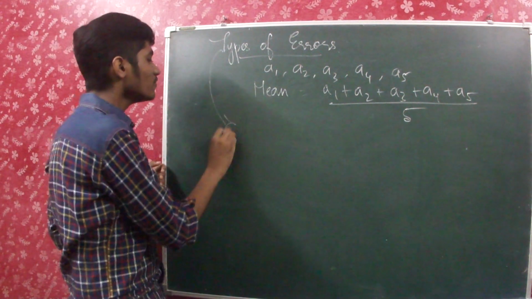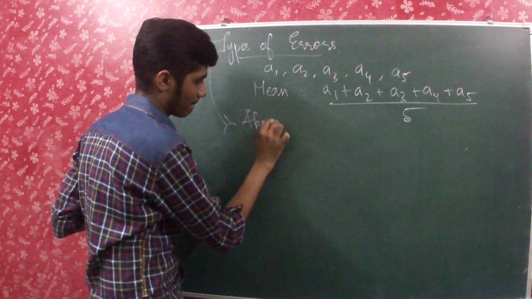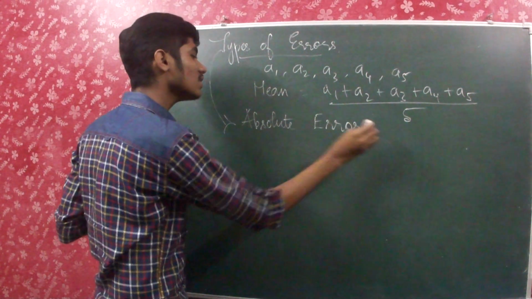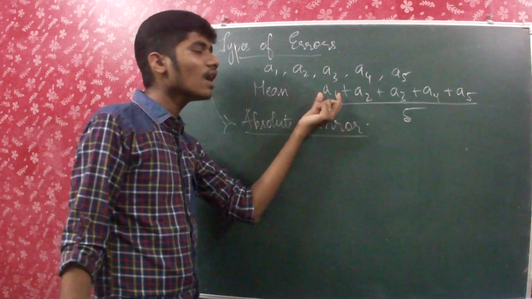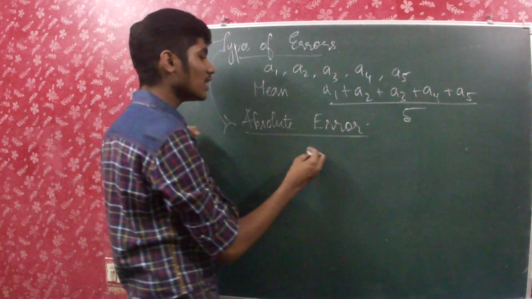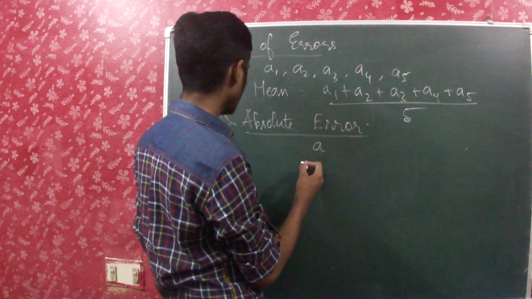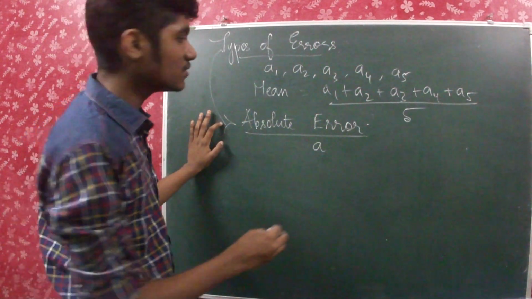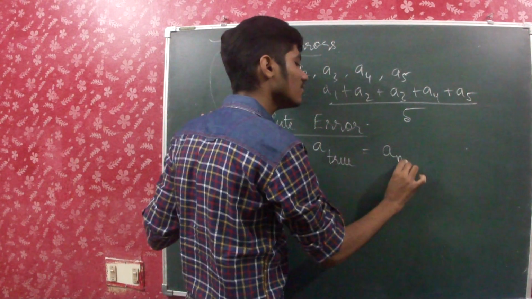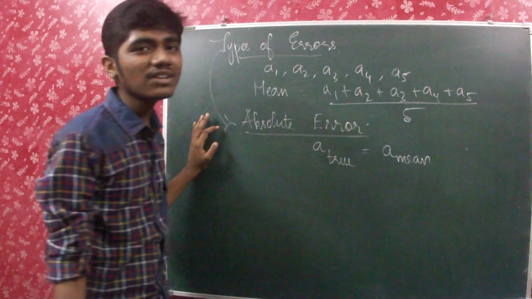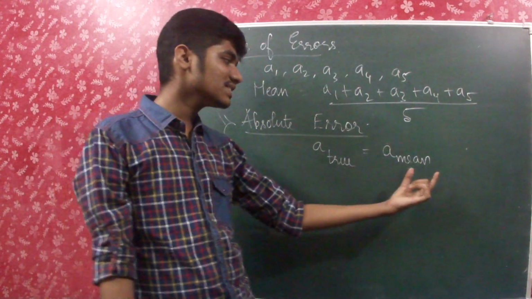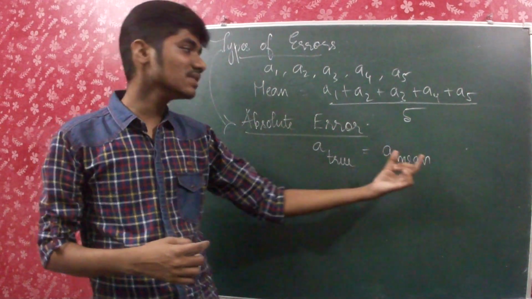The first type of error is absolute error. This is the observed value, and then we will have one more value which is known as the true value, A true. Mostly the average value will be the correct, exact value. So let us take A true as A mean, the true value as the mean value.